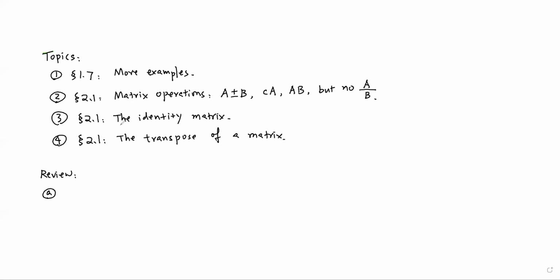The third topic, identity matrix. This matrix plays the role in matrix product as the number 1 in the real number operations. Identity matrix times any matrix is that matrix. Say identity matrix times a matrix A. The result is the matrix A, just like the number 1 in the real numbers.